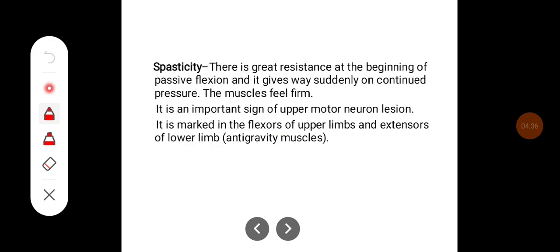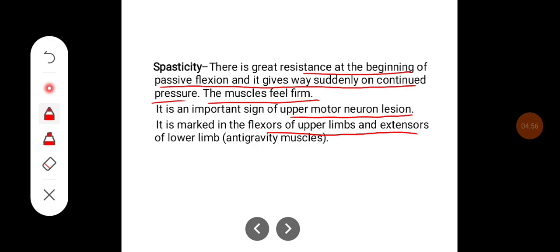In spasticity, there is a great resistance at the beginning of the passive flexion, and it gives way suddenly on continued pressure, and the muscle feels firm. It is an important sign of upper motor neuron lesion. It is marked in the flexors of the upper limbs and extensors of the lower limb, that is in anti-gravity muscles.